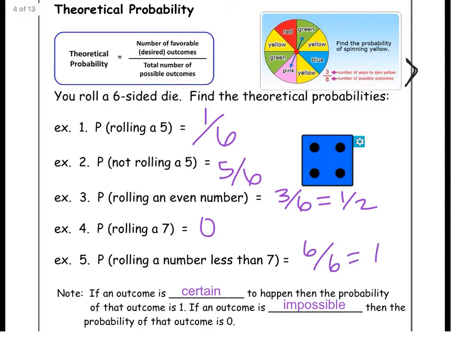So just a quick review of some vocab words we just introduced. If an outcome is certain to happen, then the probability of that outcome is 1. If it's impossible, then the probability is 0. So the probability of rolling a 7 is impossible, whereas the probability of rolling a number less than 7 is certain.